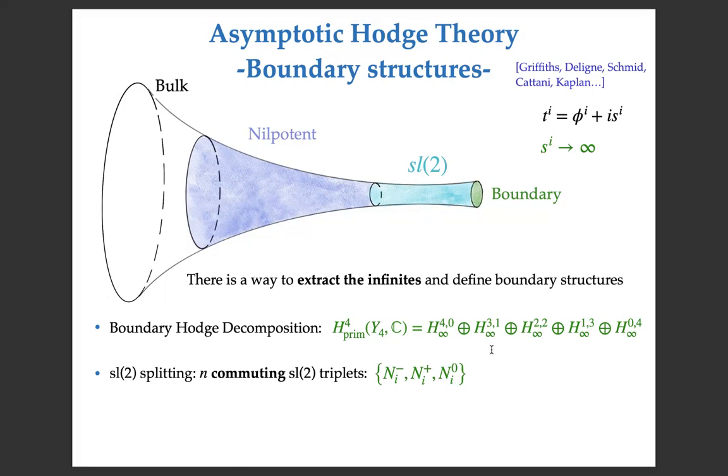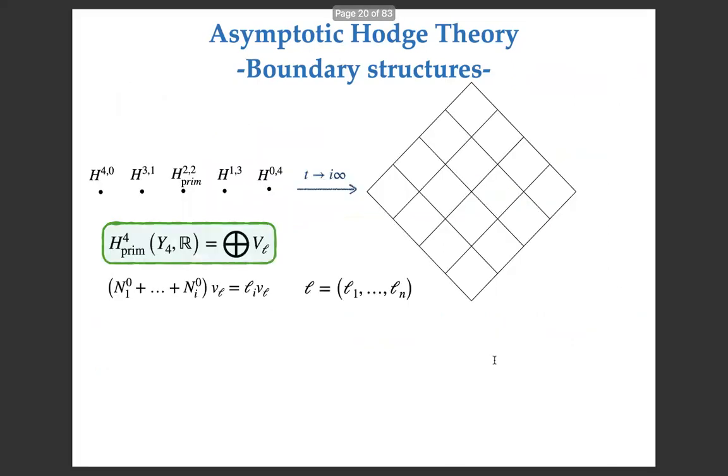We can complete them to n commuting SL2 triplets, which act on this vector space, the primitive four-form cohomology, so that we have a lowering operator, a raising operator, and a weight operator. And basically, with these two structures, we can give this very precise expression. So let me tell you how this works very quickly.